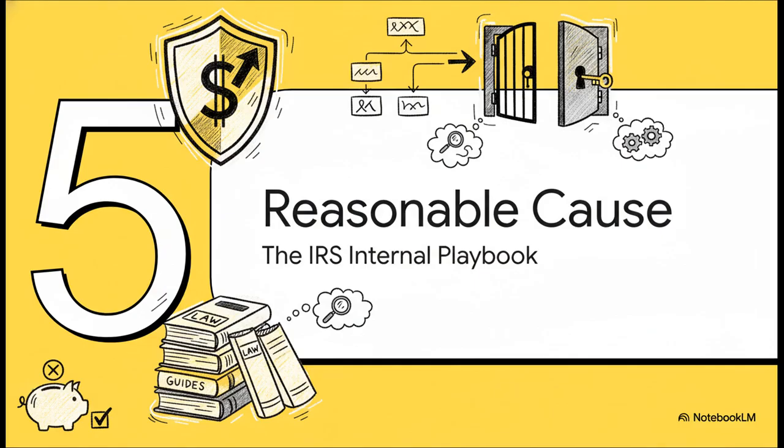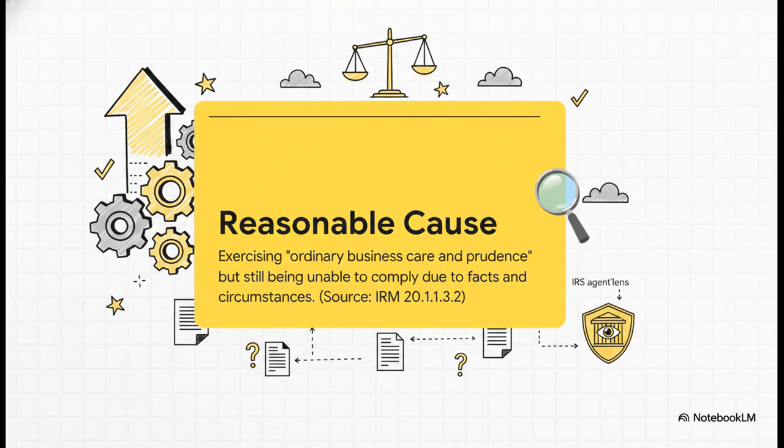So, what's the secret sauce for a winning explanation? Well, to figure that out, we can peek behind the curtain and look at how the IRS itself defines reasonable cause. And for that, we can go straight to the source, their own internal playbook, the Internal Revenue Manual. According to the Internal Revenue Manual, or IRM, the magic phrase is ordinary business care and prudence. So, what does that actually mean?